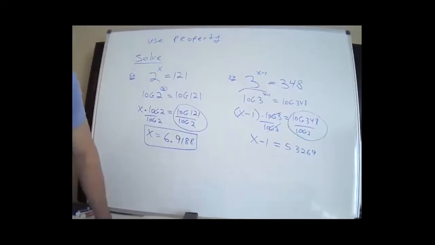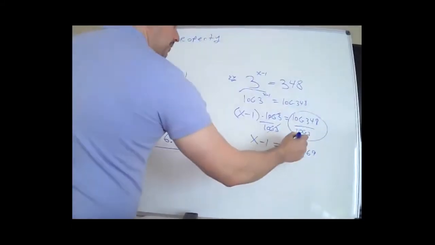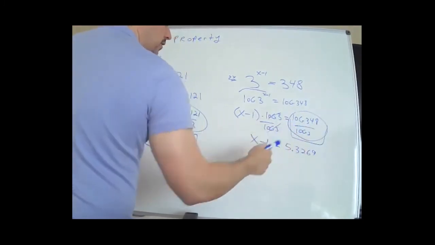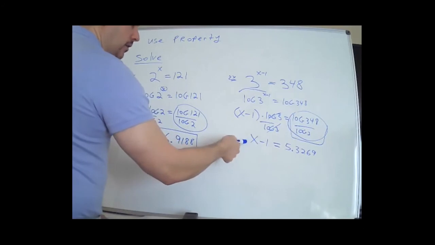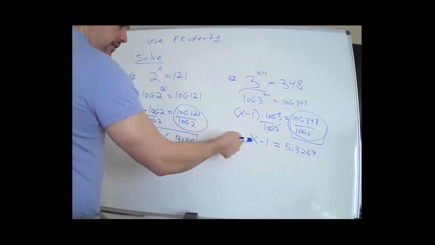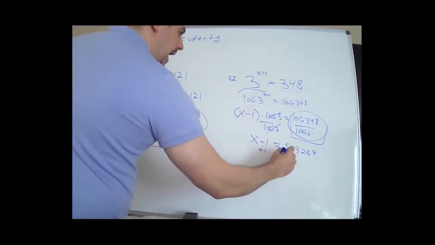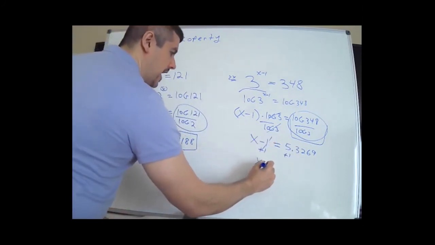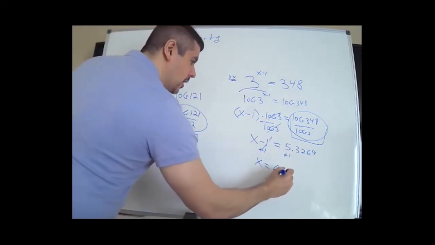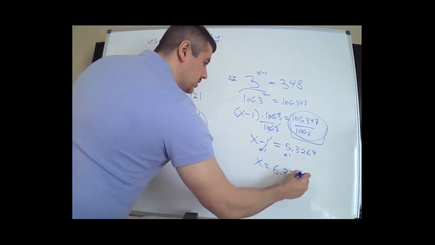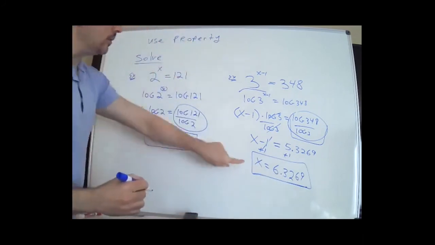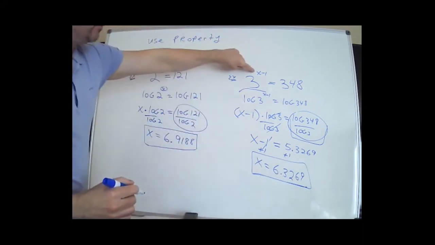Stop share. Okay, so that's what I got. I computed this, and you have to compute this number, because I'm solving for x. I don't have x, I have x minus 1. So I have to add 1 to both sides to get x alone. So then x is going to be 6.3269. That's the answer.